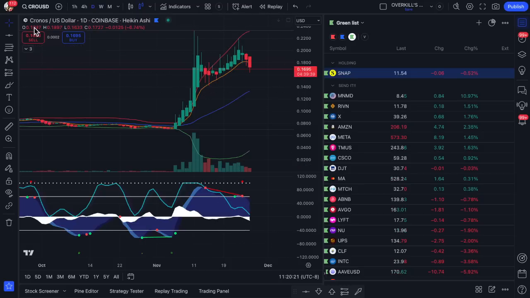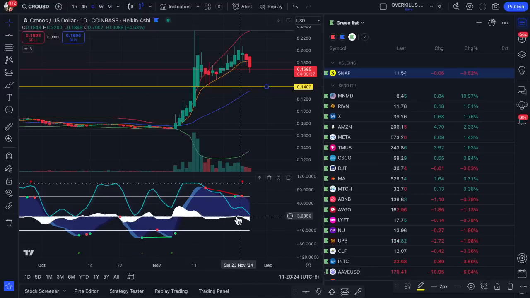It's selling off. I would love to pick this thing up at 14. I would definitely look to buy this one on the next green dot.